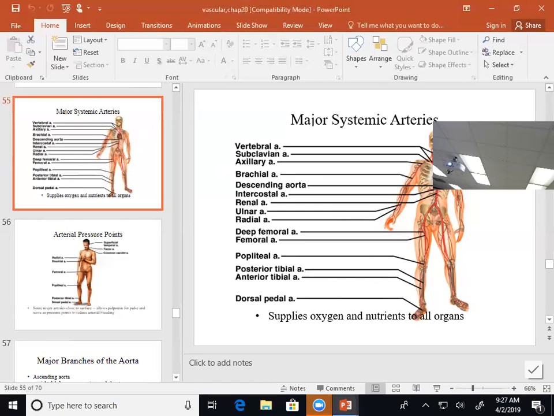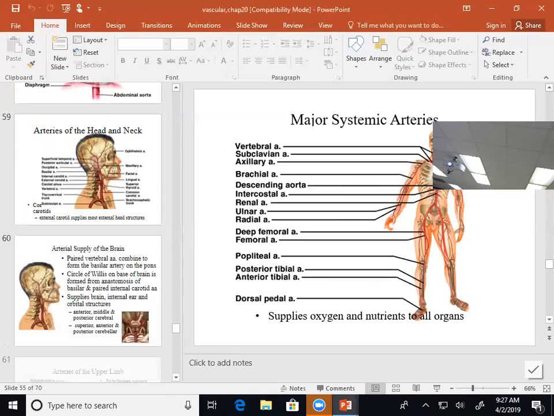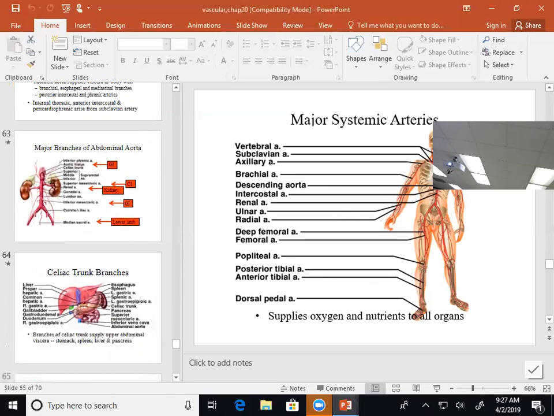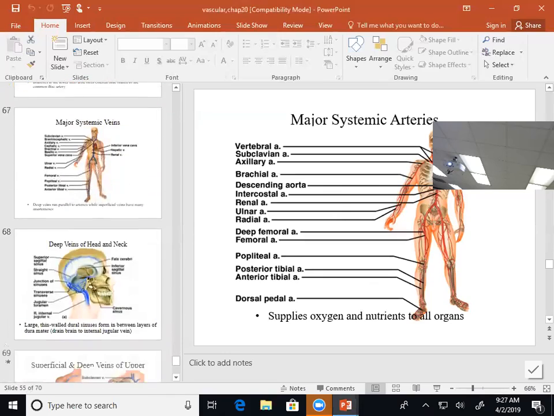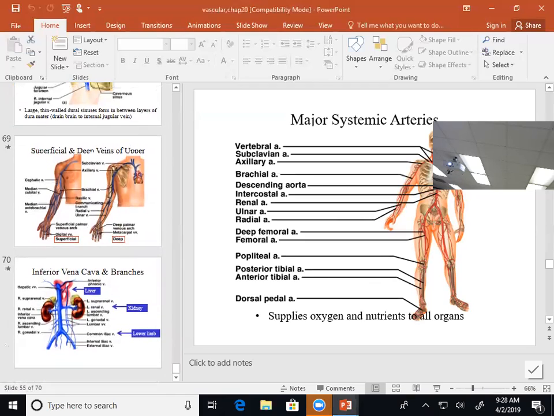Now, we know we don't just have arteries. These arteries supply oxygenated blood to our body's tissues. But that blood then moves into the capillary vessels, and then into veins. So on top of all this is a whole other set of vessels, and I just told you what they're called: the major systemic veins.